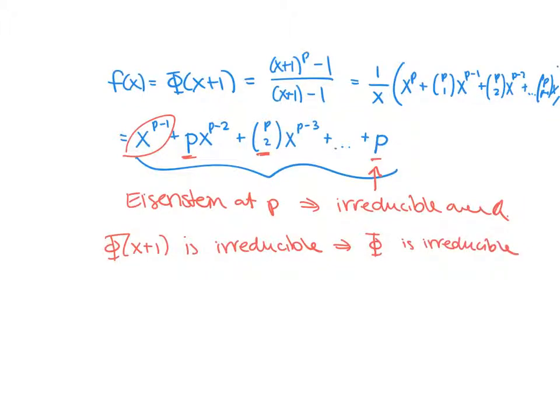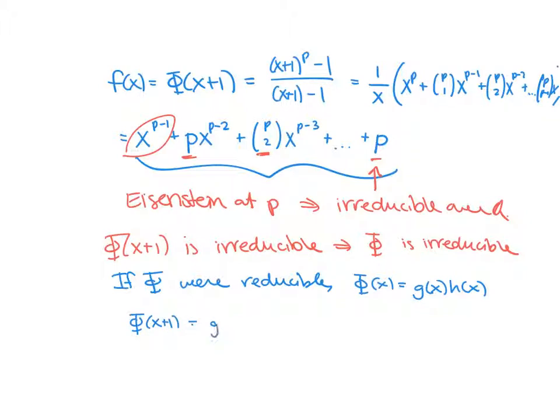And why is that? Well, let's just think sort of contrapositive. If phi were reducible, then phi of x would be g times h. But then phi of x plus 1 would just be g of x plus 1 times h of x plus 1. Right, so if it were reducible, then phi of x plus 1 would also be reducible. So the fact that this is irreducible means this is irreducible. So that's kind of one trick sometimes for showing that a polynomial is irreducible.